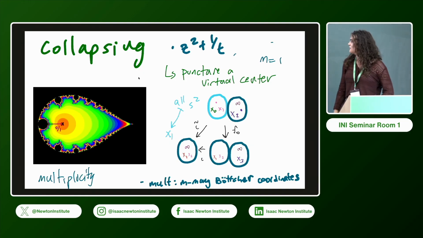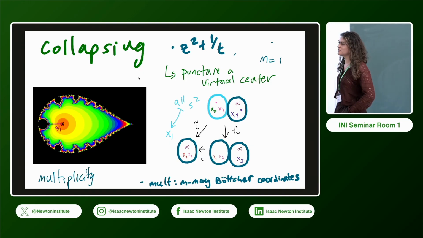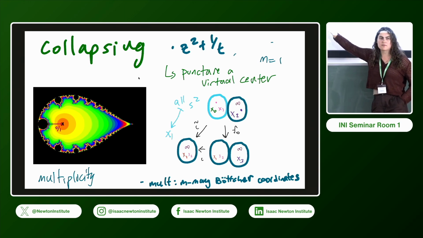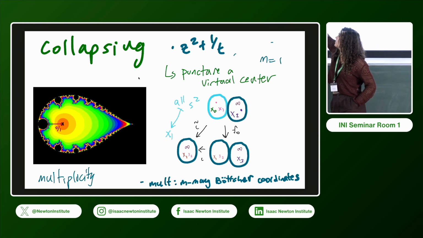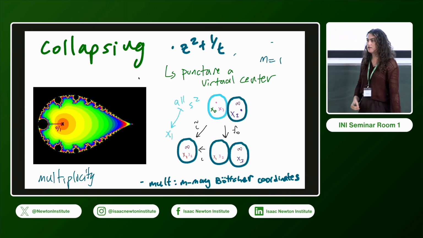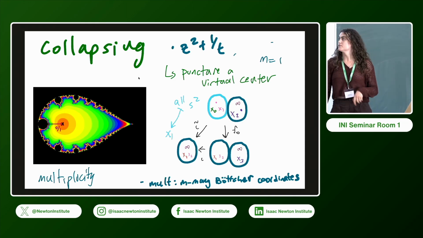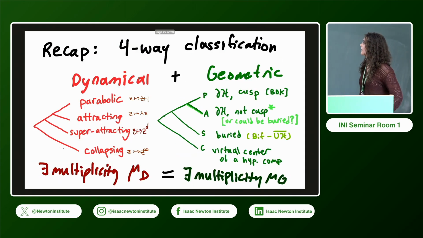Sorry, going by very quickly, but regarding the multiplicity notion here, in this case the multiplicity is just 1, but for higher hyperbolic components, you'll have more Böttcher coordinates that are ramified together at the virtual center, so you can understand the multiplicity geometrically by the number of different coordinates that are there.